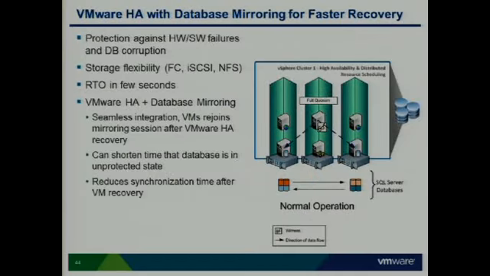So if we combine that with VMware HA, we can increase availability. We can use database mirroring to fail over in 2 to 3 seconds. Protection from hardware, software failures, and database corruption. You can use any storage, Fiber Channel, iSCSI, or NFS. RTO is 2 to 3 seconds. Now, when you add in VMware HA, you get an additional benefit.